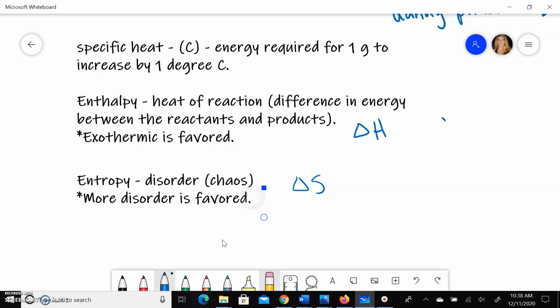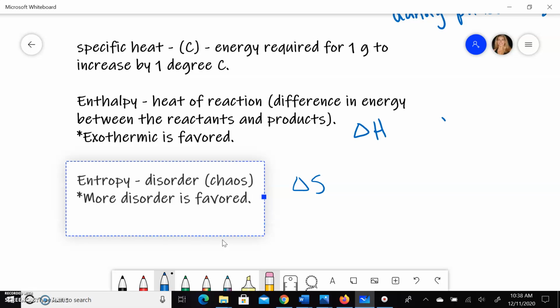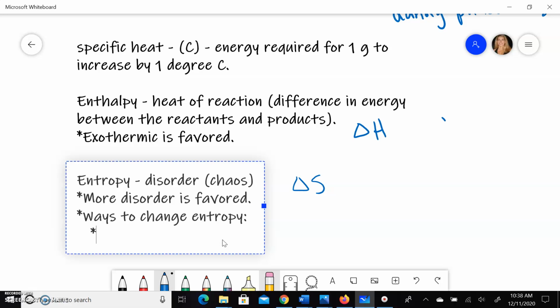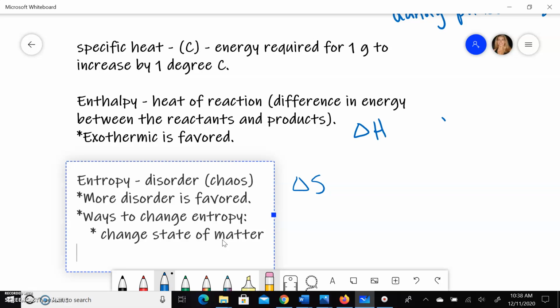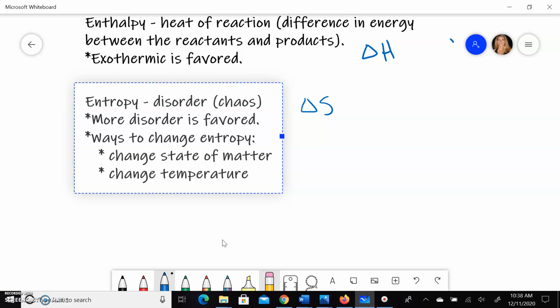There are several ways that you can increase, or I should just say change the disorder. So these are ways to change the disorder. You can change the state of matter. So solids have the most order and gases have the most disorder. You can change the temperature. So things that are hotter are moving faster, so they have more chaos or more entropy.